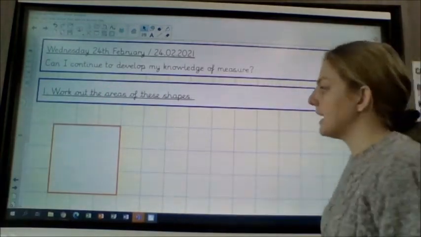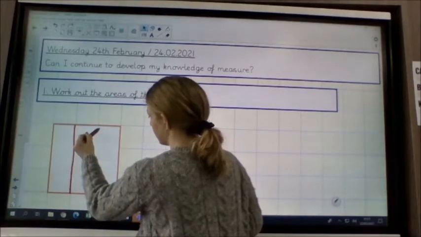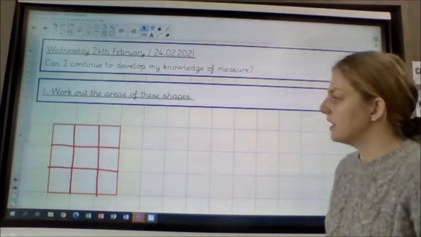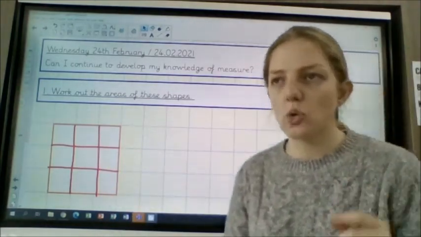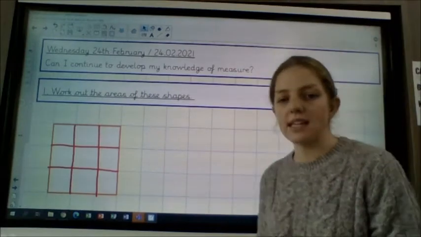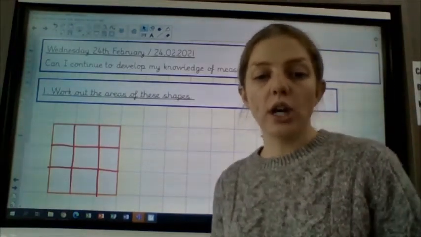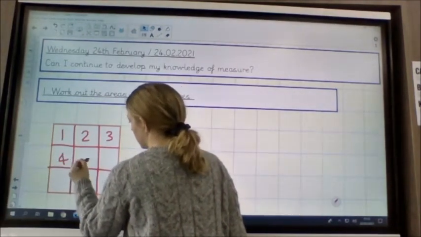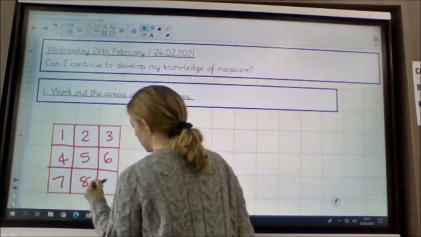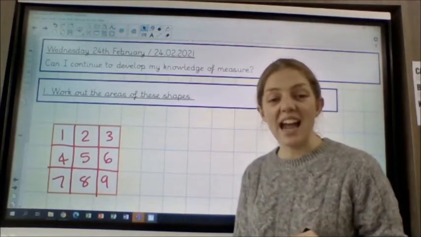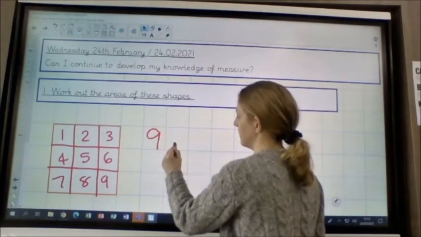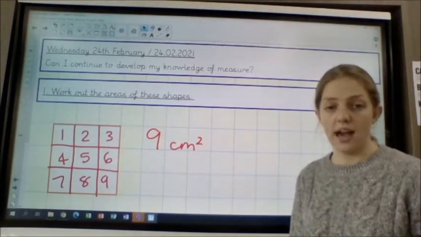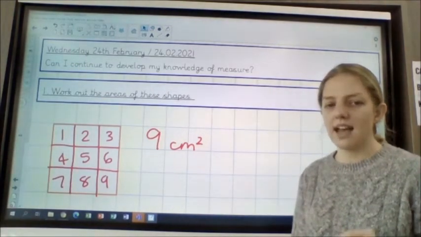So I've got a square here, and I need to work out the area of my shape. Each one of these is 1 centimetre squared. So I need to count up how many squares I have in my square to work out the area. I can see that I have 9 squares. So my answer must be 9 centimetres squared. I hope that makes sense.